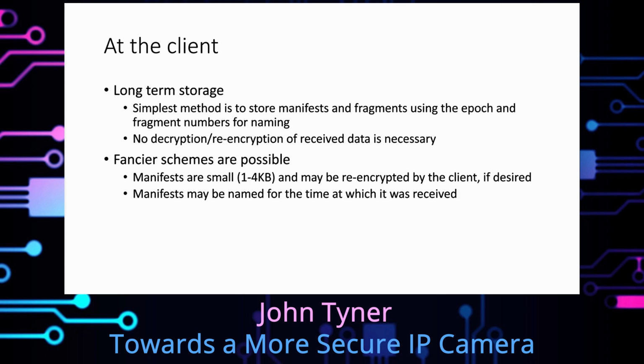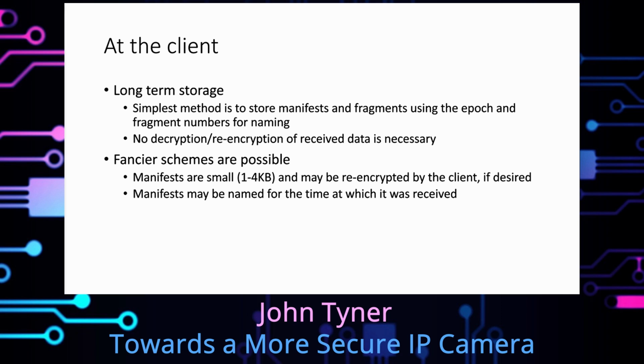So what does the client do with this data? Well, obviously it can decrypt it and play it back. Remember from our initial use case, though, that the goal is to be able to store the data as received from the camera. The most obvious method of storage would simply be to store the manifest by their epoch numbers and the fragments by their epoch and fragment numbers. Using those identifiers to name the files, the data can actually be stored exactly as received from the network and played back later, so we achieved our initial goal there.